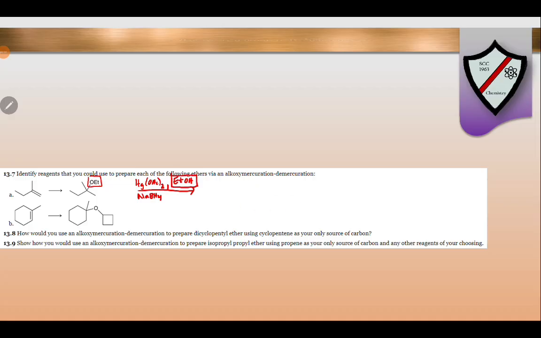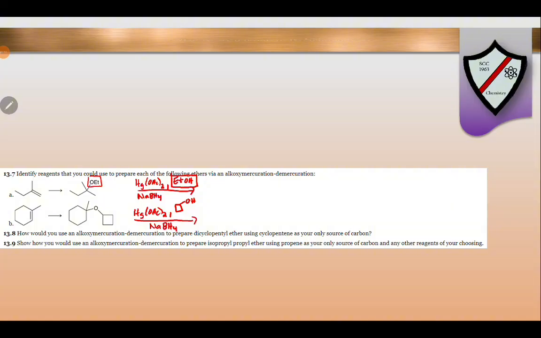And so in the next case, we can see we're adding an oxygen followed by a cyclobutane group. So the alcohol we're going to need there is cyclobutanol. So if we were writing that out, we might write it HgOAc2 with, I might draw a cyclobutanol there, followed by our reductant NaBH4.